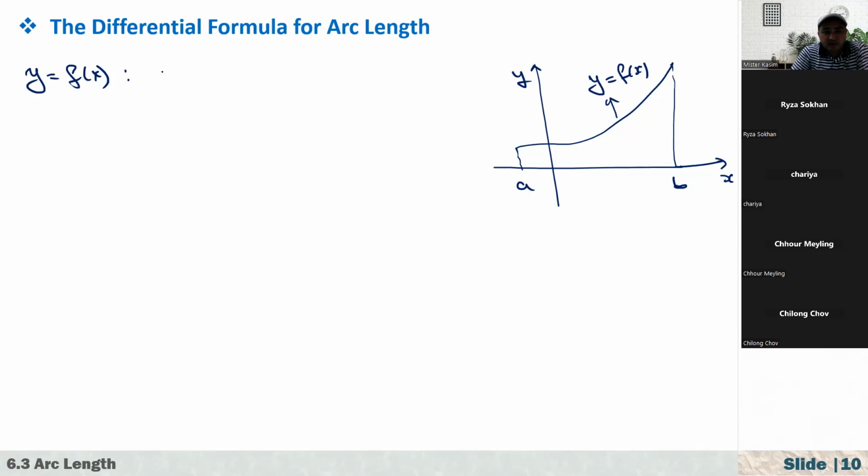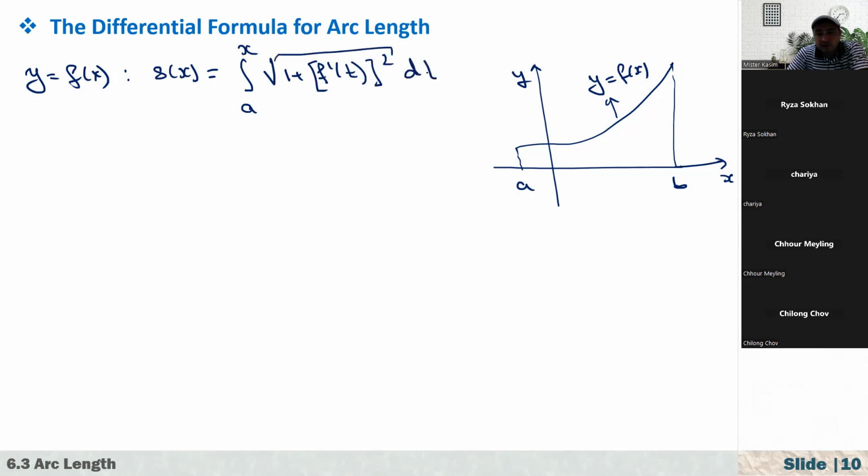So this s of x will be equal to the integral from a to x of the square root of 1 plus f prime of t squared dt. I have already used x here, that's why I need to write f prime of t. Actually, this s of x depends on this value. I'm not talking about this b here, I'm talking about some point. I choose some x here, and we are talking about only this part.